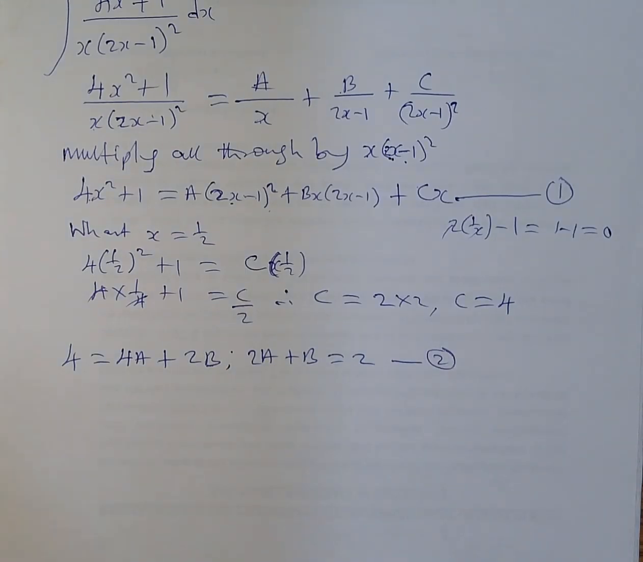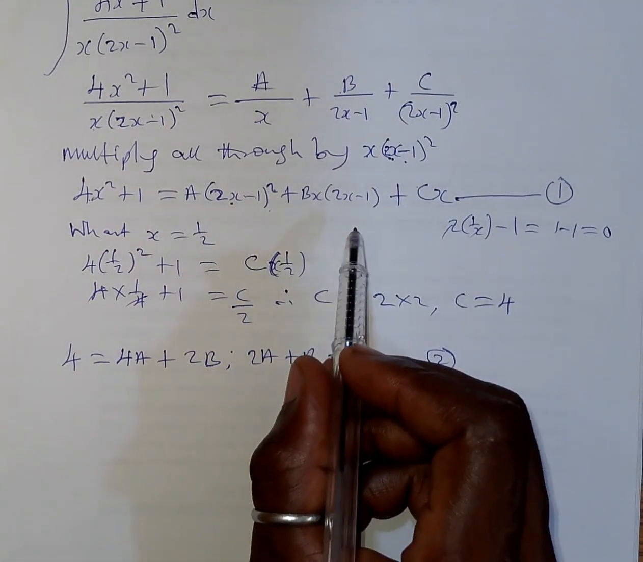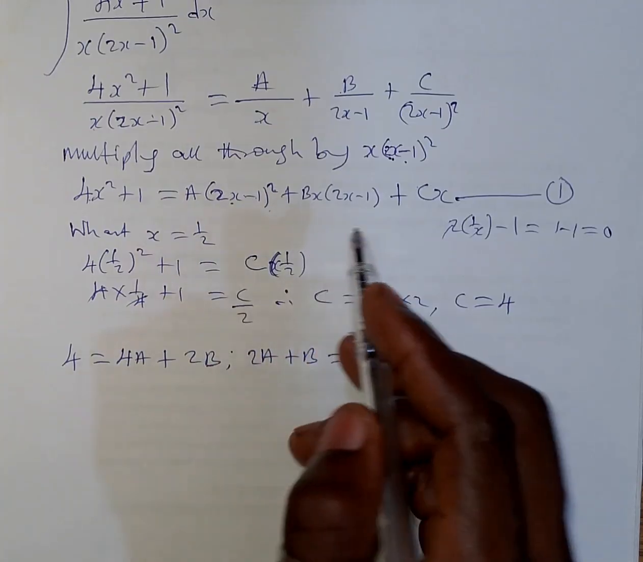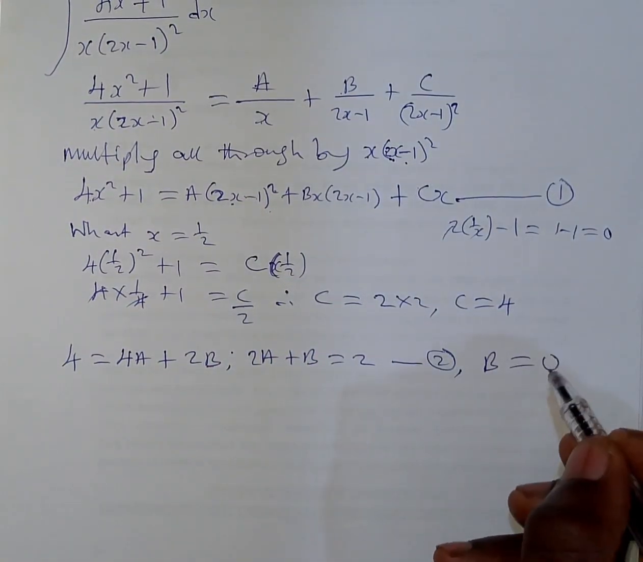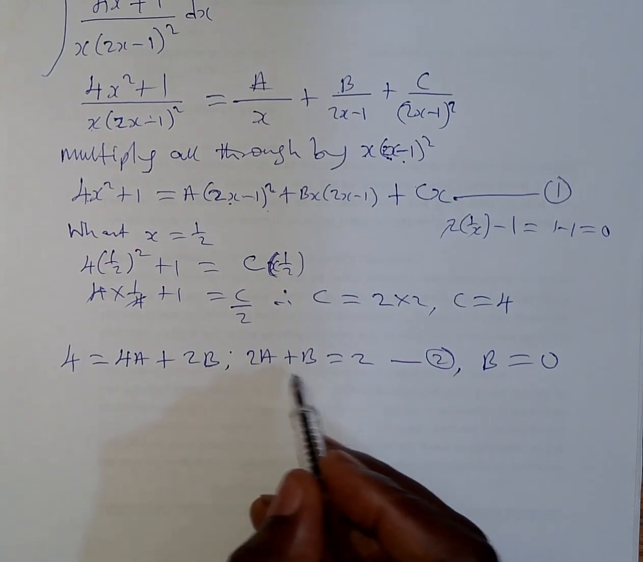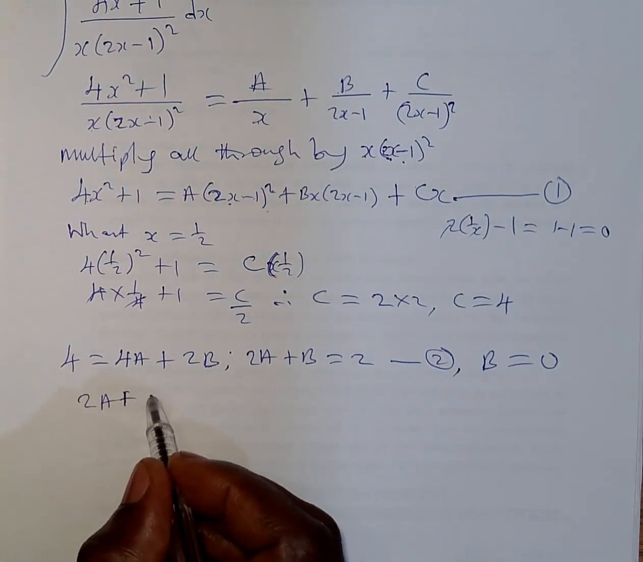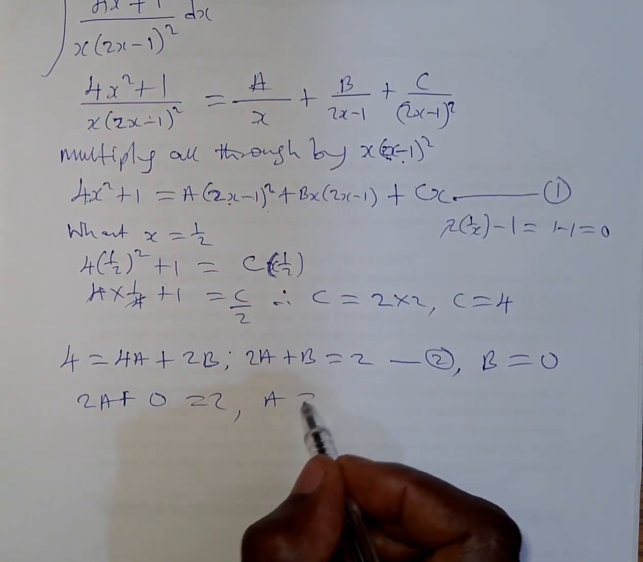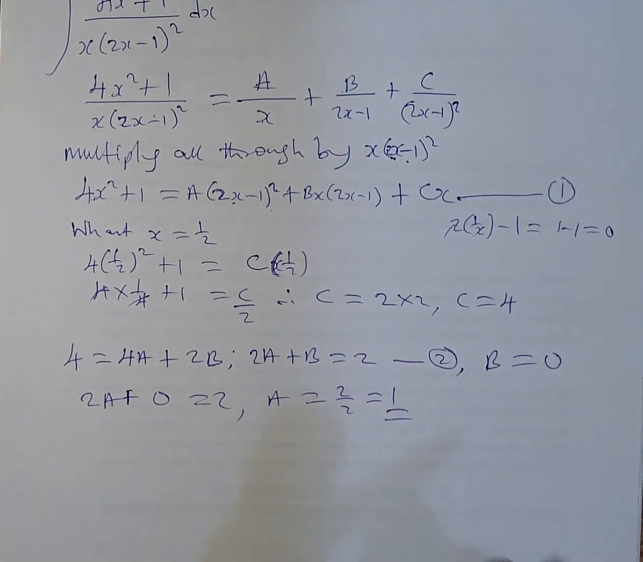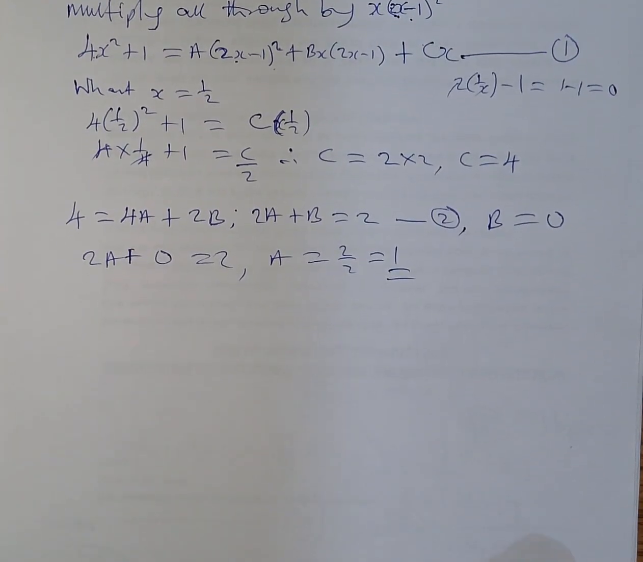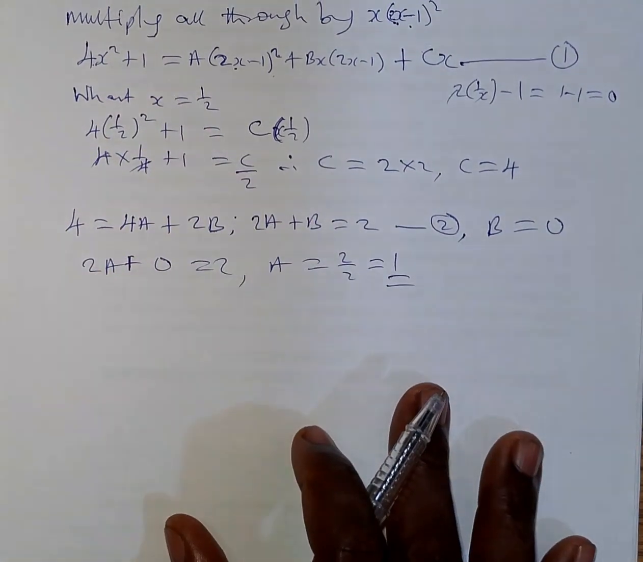So having gotten this particular one, recall that in this case, we'll look at the next one for the constant. When you look at the constants here, there is no other one that is constant. So hence, our B is equal to what? 0. So if our B is equal to 0, we substitute here. We will have 2A plus 0 is equal to 2. Hence, our A is equal to 2 divided by 2, and the answer is what? Is 1.